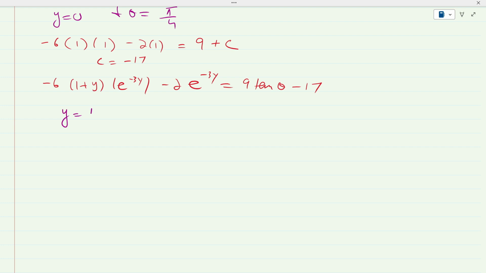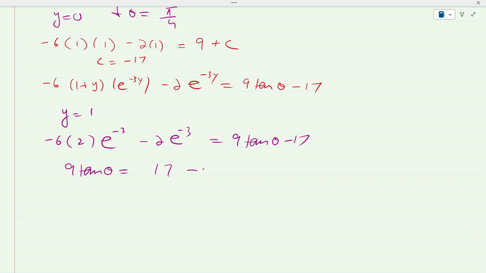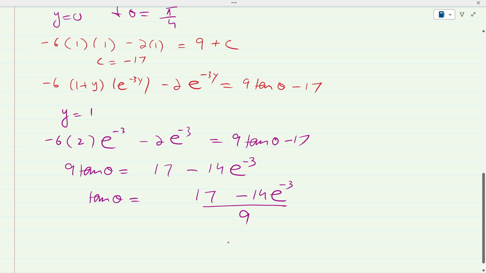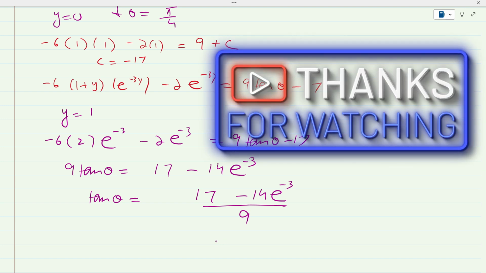Now I place y equals 1 in this expression. So it is 6 times (1 plus 1), which is 12, e raised to power minus 3y, minus 2, and y is 1 so it is minus 3, equals 9 tan theta minus 17. Now let's make tan theta the subject. 12 plus 2 is 14, so it is 17 minus 14 e to the minus 3. So tan theta would be 17 minus 14 e to the power minus 3, over 9. So this is our required value of tan theta when y equals 1.